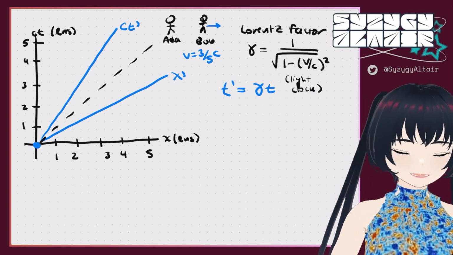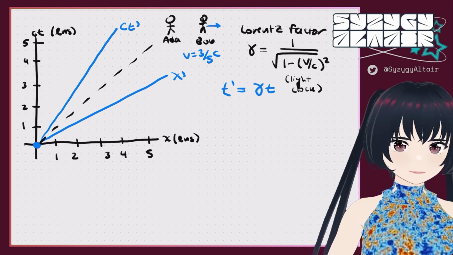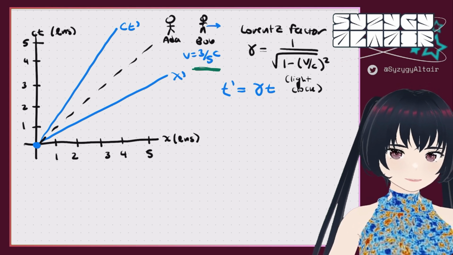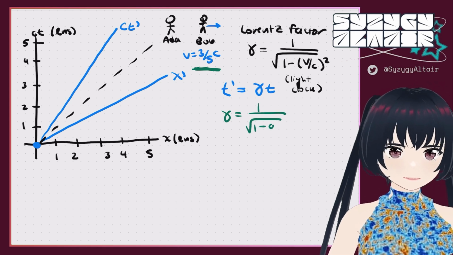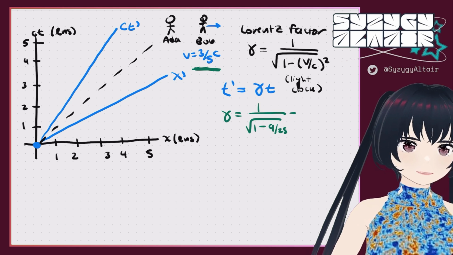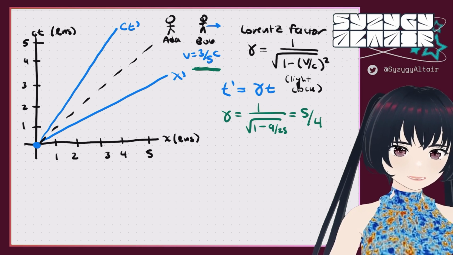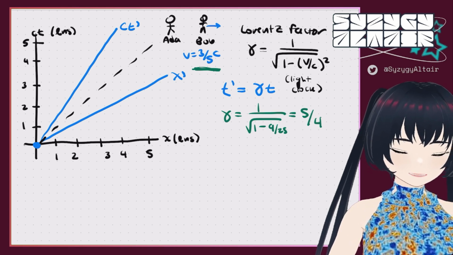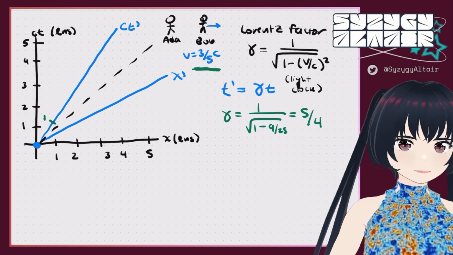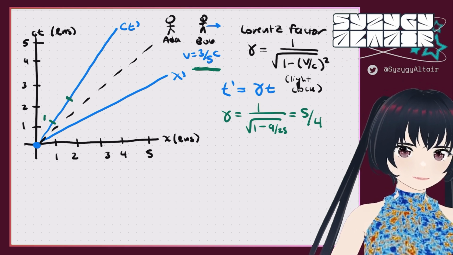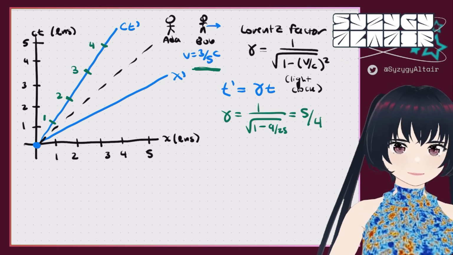Next up, we can label our axes for Bob's tilted axes. Bob moves at 3/5 of the speed of light. So when we solve for gamma, we get the square root of 1 minus 9 over 25 on the bottom, which becomes the square root of 16 over 25, and then 4/5. We take the reciprocal to then get 5/4. So for instance, the tick mark for ct prime equals 1 would be located at ct equals 5/4 on the unprimed axes. And we can keep spacing them out like this. For the x prime axis, we have the same, so we can space them out like here.